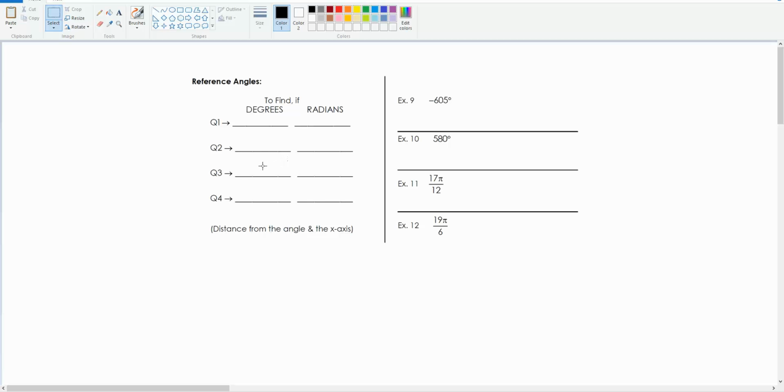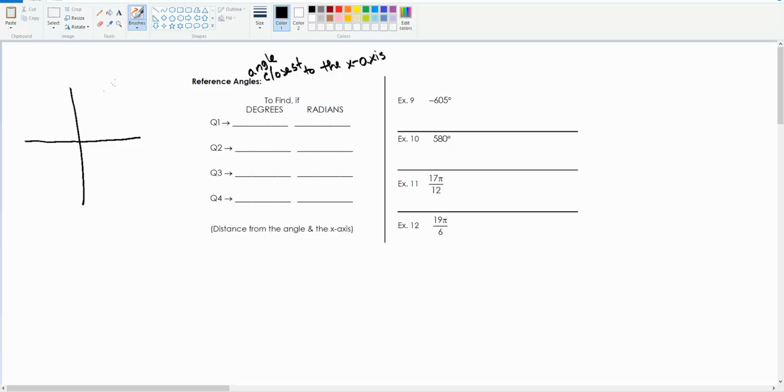All right, here we go, continuing with the notes, and we're going to learn about reference angles. And when we talk about reference angles, we're always talking about quadrant 1, 2, 3, and 4. And a reference angle is going to be the angle that is closest to the x-axis. So it's going to be the angle closest to the x-axis.